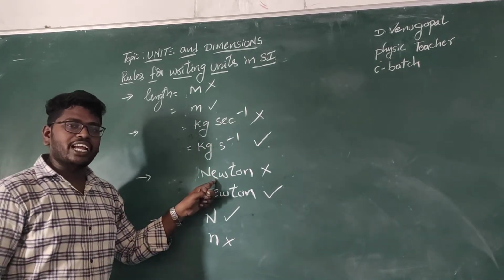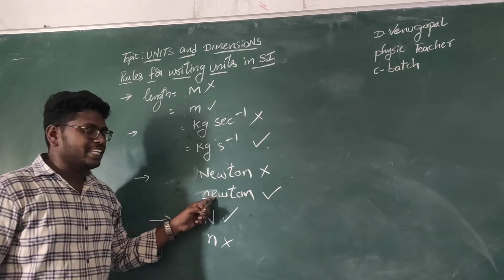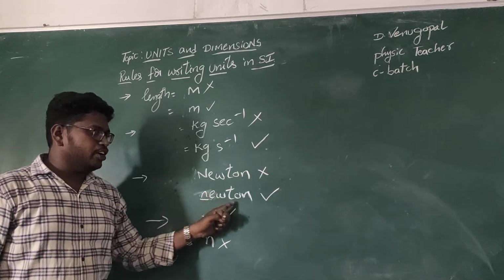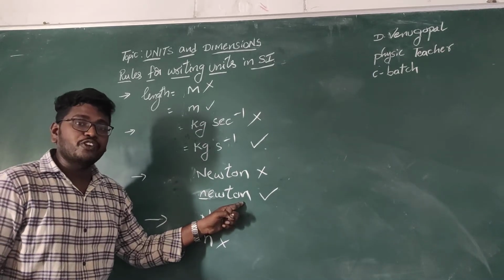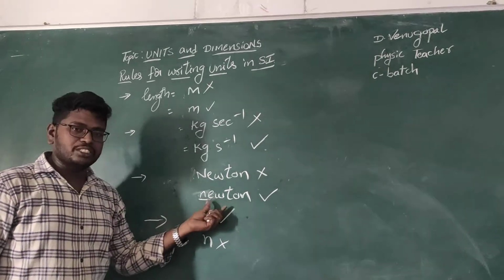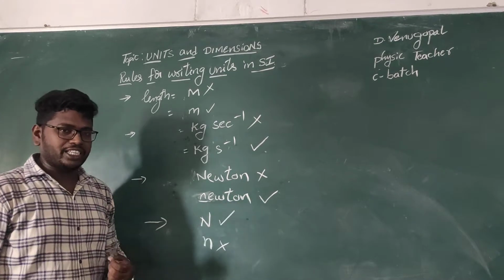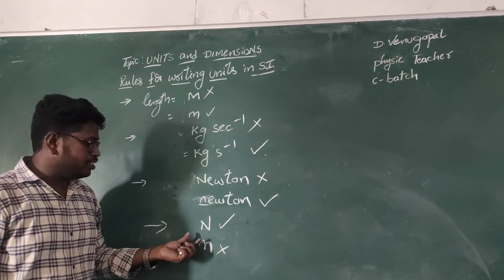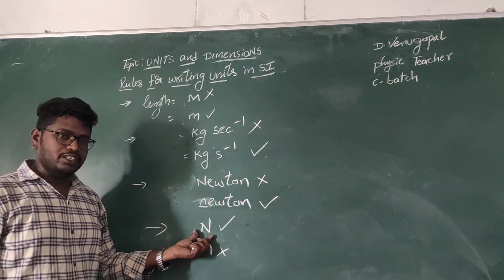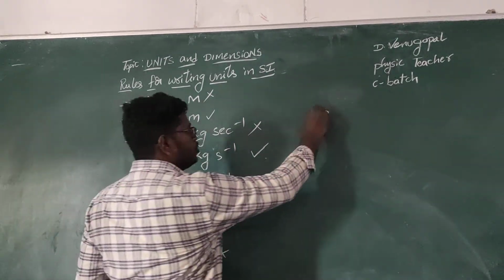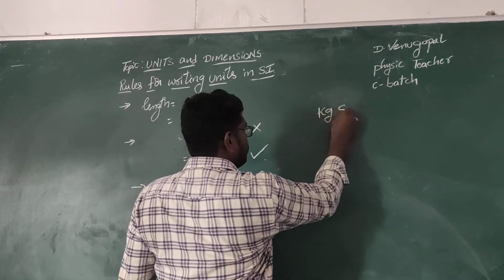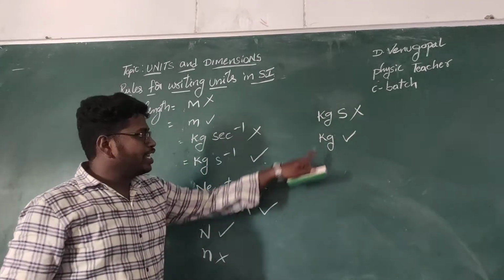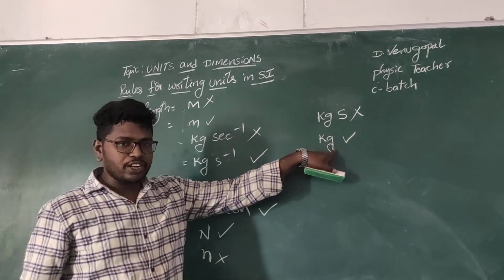In honor of the scientists, some of the units got the scientists' names. So Newton and newton. Whenever you want to write the full names, newton, we should write in small letters. That is the only correct way. If you want to write the symbol of the scientist's name as a single letter, the initial letter must be capital. And after the unit, we didn't write the plural. We should write the single form only.